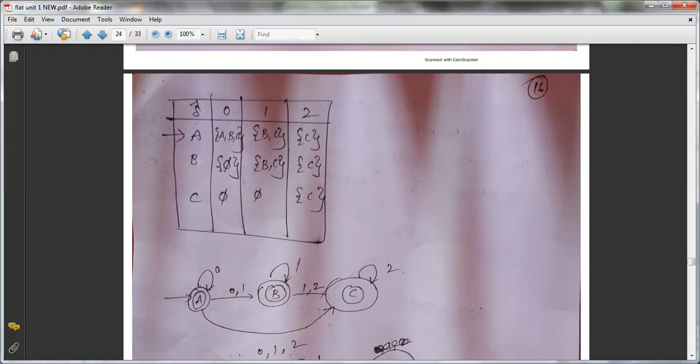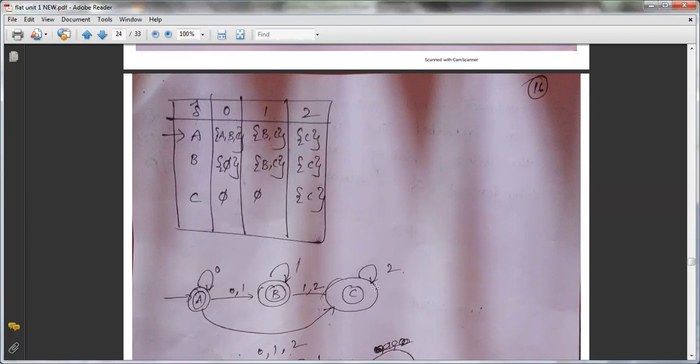And again, B on 0 is going to where? Null. So we are not going to give anything. Again, B on 1 is going to where? B itself and also C. And B on 2 is going to where? C. Okay, I have given it as B on 2 to C. And again, C on 0 is going to where? Pi. And C on 1 is going to where? Pi. So we have not written anything here. And then C on 2 is going to where? C. Okay, I have given it as a self-loop here.